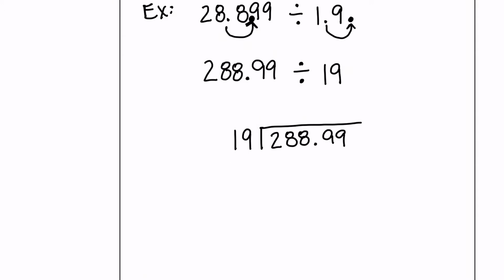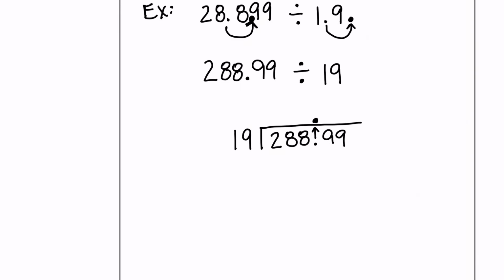Now, let me get this arrow out of the way. And first thing I'm going to do, now that I've set it up to solve, is I'm going to take and move this decimal straight up into my quotient, or my answer to the division problem. Now that I've placed my decimal, I'm going to go ahead and solve as if I was just solving this as a whole number division problem.